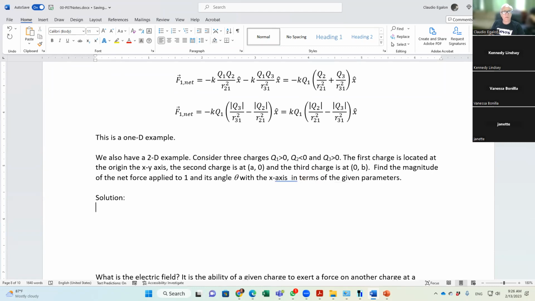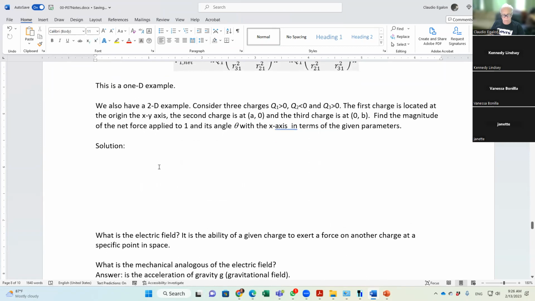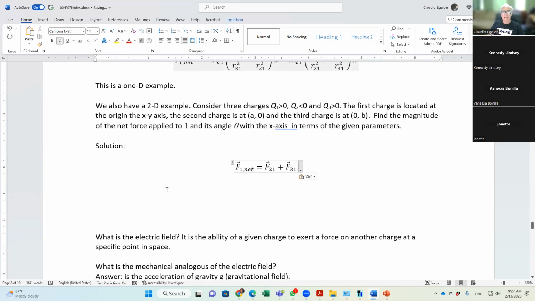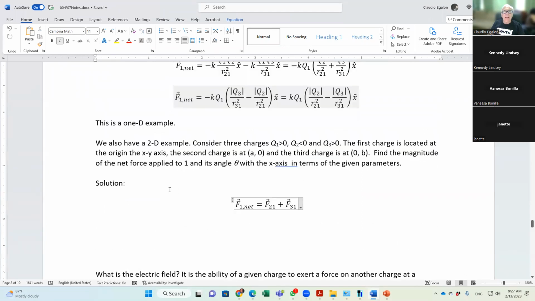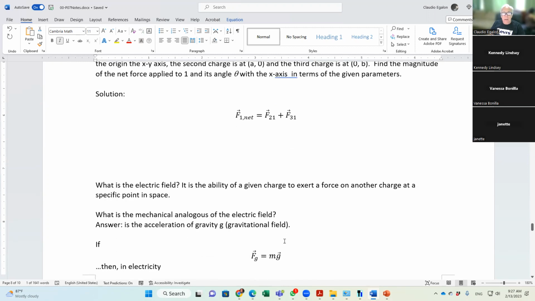So let's go for the solution again. We're going to use the same formula that we used before. It's the same notation as well. Here you go. F1 net is F21 plus F31. And we're not going to make the same mistake we did before, right? So here you go.